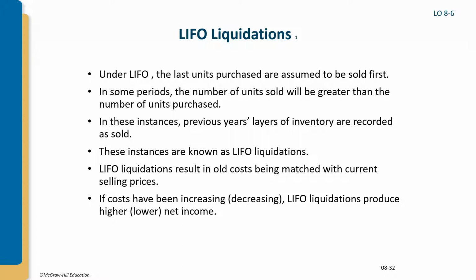Well, in some periods, the number of units sold will be greater than the number of units purchased. So what does this mean? In these instances, inventory that's older, that has lower costs, is now going to be expensed. So you're not getting a true effect of LIFO then, because you're starting to expense really old costs. This is known as LIFO liquidation. So it results in old costs being matched with current selling prices, which defeats the purpose of LIFO.